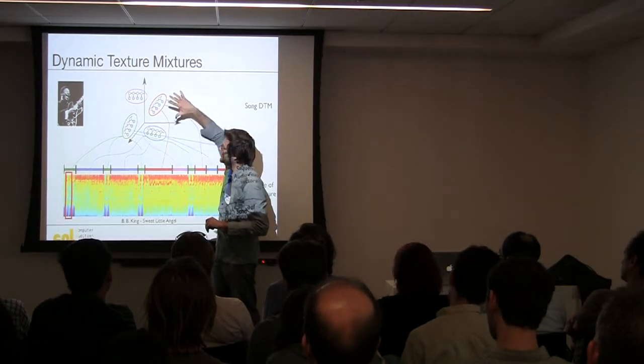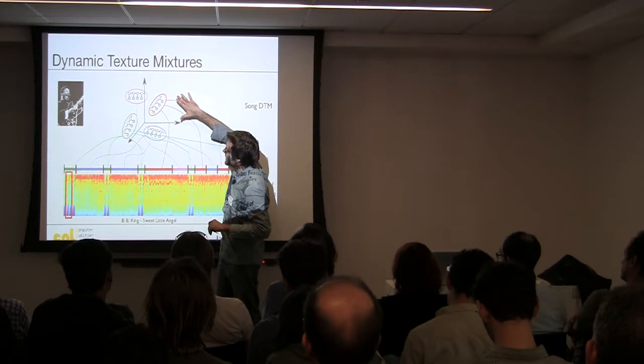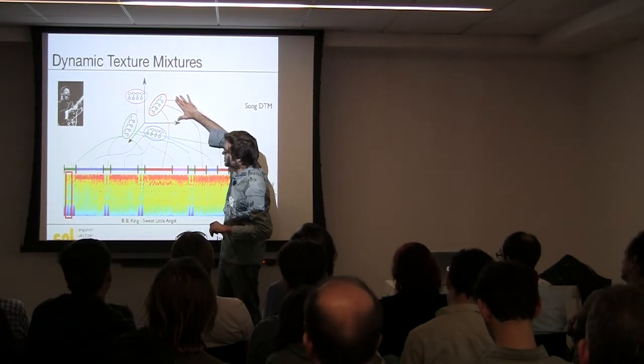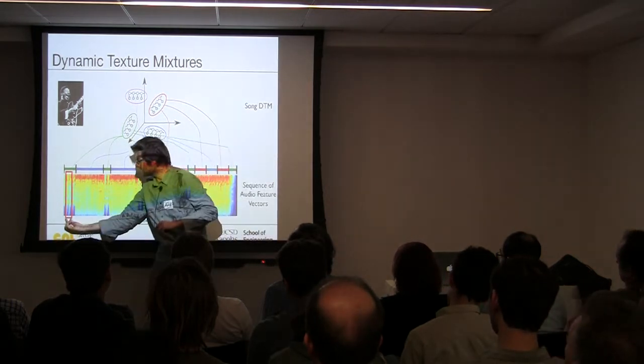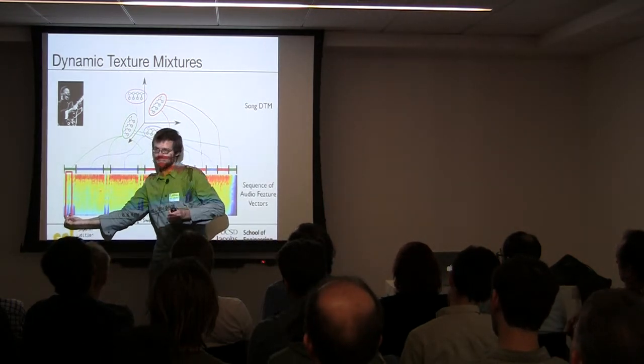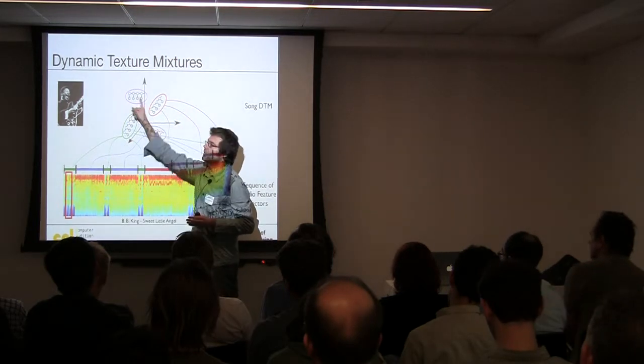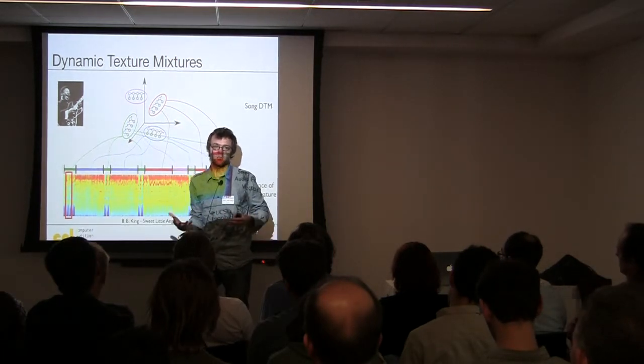And what we're basically trying to do now is say that this model here generates this song at the bottom in such a way that every 10-second segment of this song is mostly generated by one of these four Kalman filters, by one of these four mixture components.